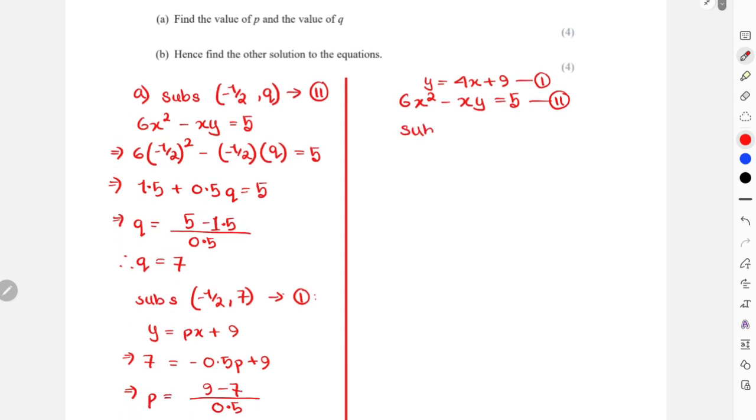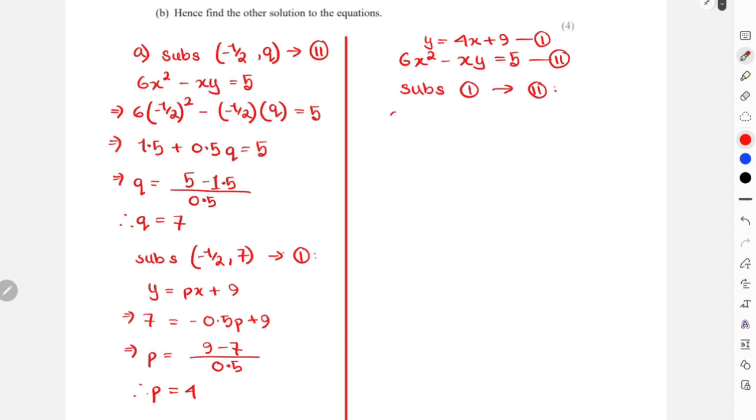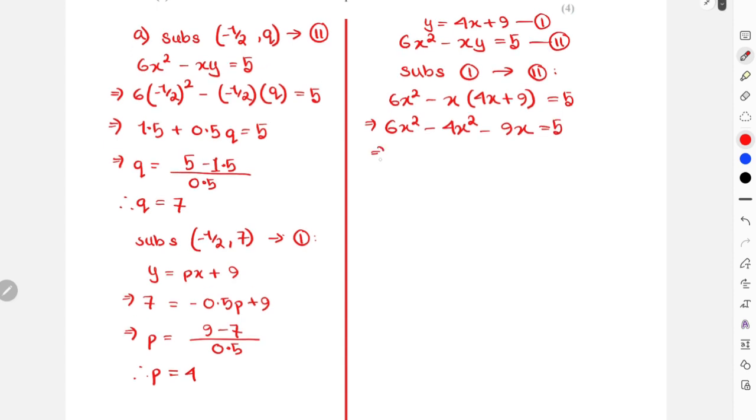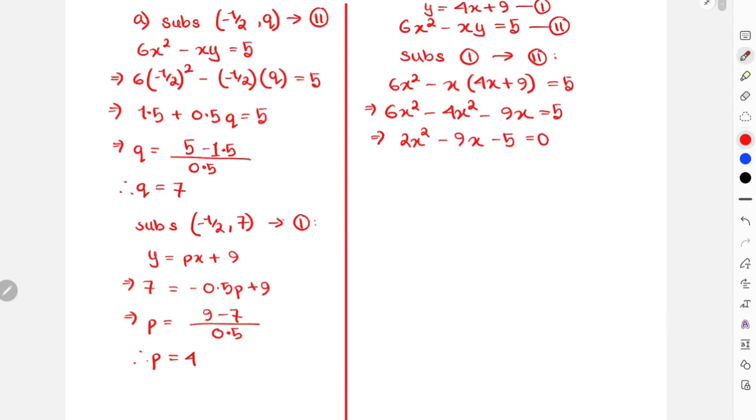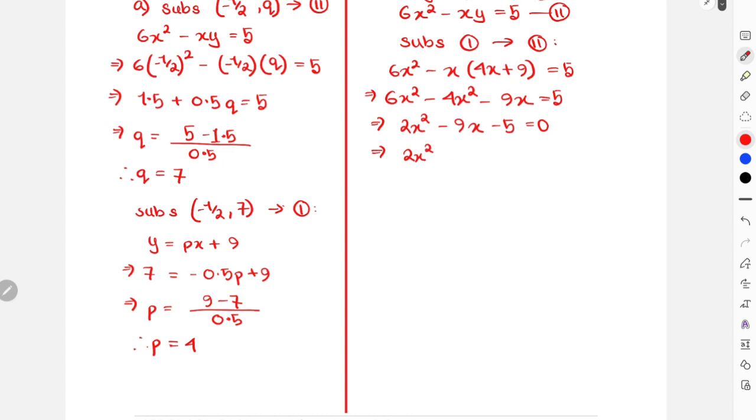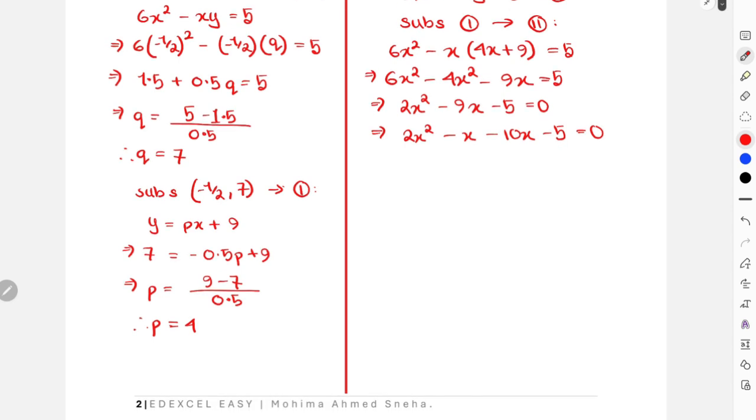I can clearly understand I have to substitute the first equation into the second one. So that will be substitute first into second, which is going to be 6x² − x(4x + 9). Instead of writing y, I'll substitute the value for y from equation 1, and eventually this will be 6x² − 4x² − 9x = 5. This is eventually turning into a quadratic equation, 2x² − 9x − 5 = 0.